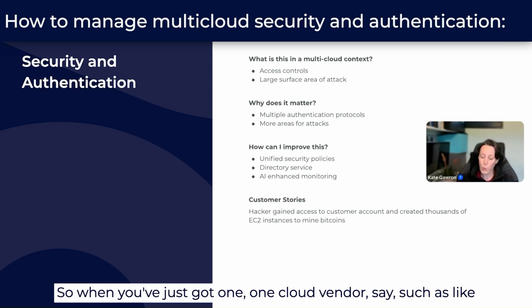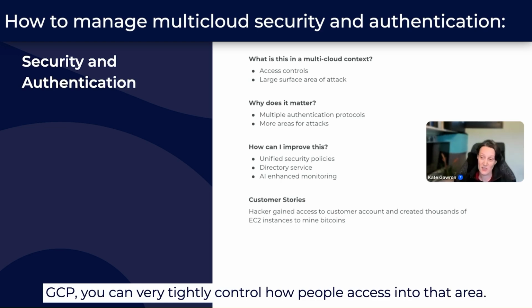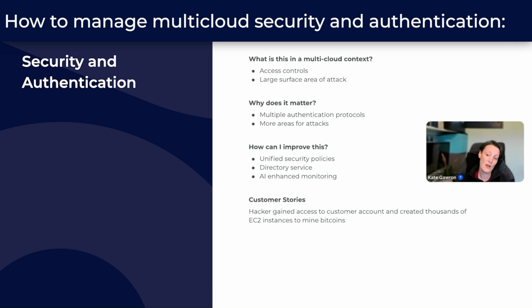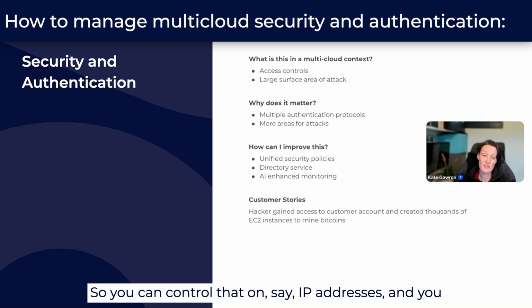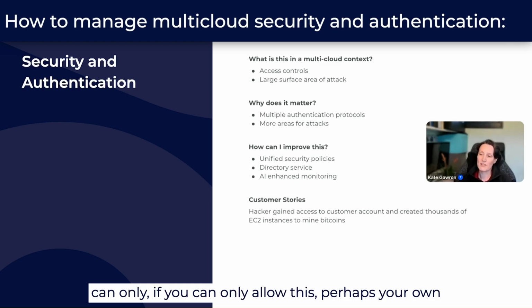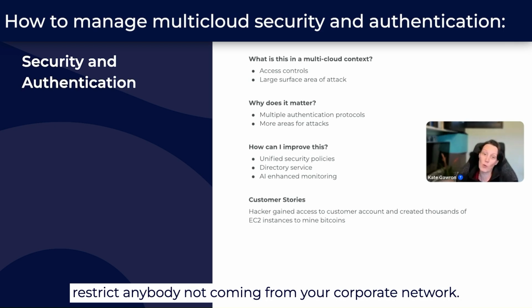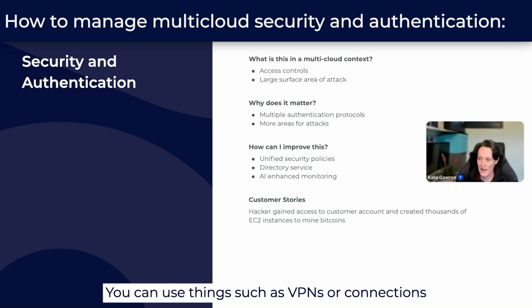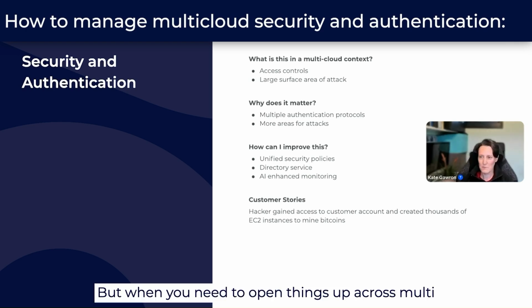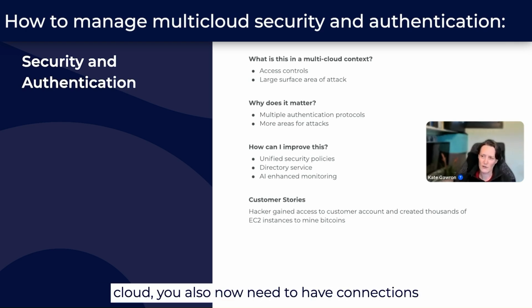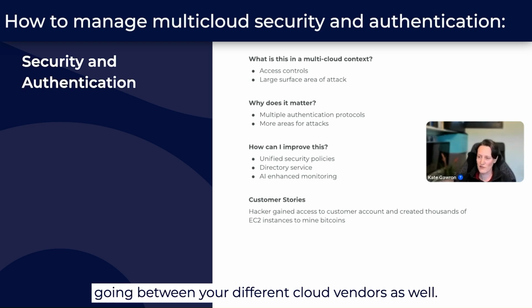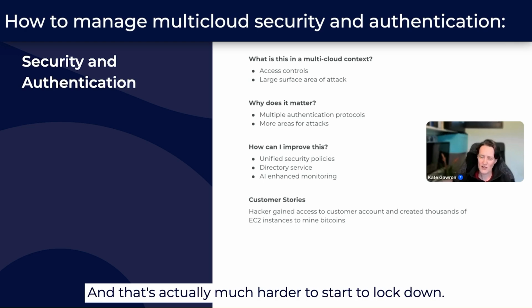So when you've just got one cloud vendor, say such as GCP, you can very tightly control how people access into that area. So you can control that on, say, IP addresses, and effectively you can only allow perhaps your own company's internal IP addresses, which will basically restrict anybody not coming from your corporate network. You can use things such as VPNs or Direct Connect into AWS to help secure that. But when you need to open things up across multi-cloud, you also now need to have connections going between your different cloud vendors as well. And that's actually much harder to start to lock down.